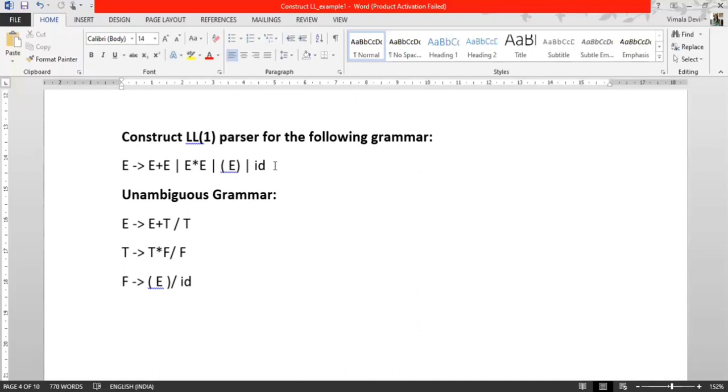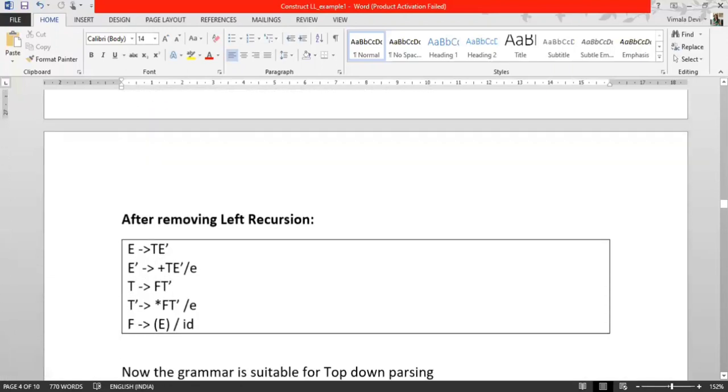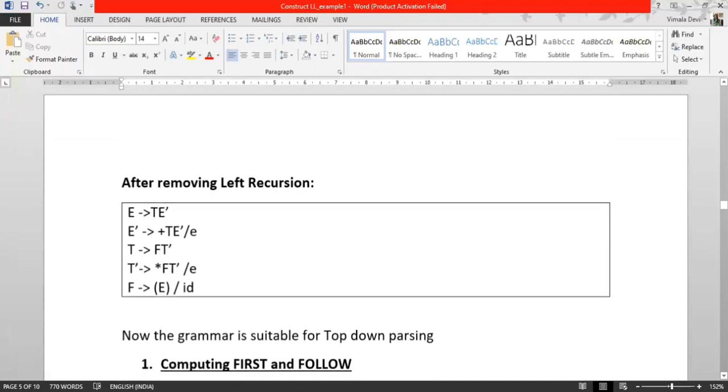So in the given example, the grammar is ambiguous. The equivalent unambiguous grammar is this: E derives E plus T, T derives T star F, F derives (E) or ID. But the grammar is left recursive. If the grammar is left recursive, we need to remove the left recursion. So after removing the left recursion, this is the grammar we get. Now the grammar is very much suitable for LL1 parsing. In my channel I have already uploaded videos on how to remove ambiguity and how to remove left recursion. Those who have not watched those videos, please watch them and then continue to solve the problem.